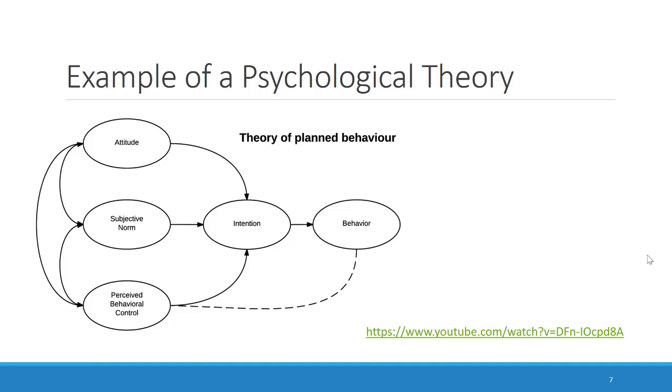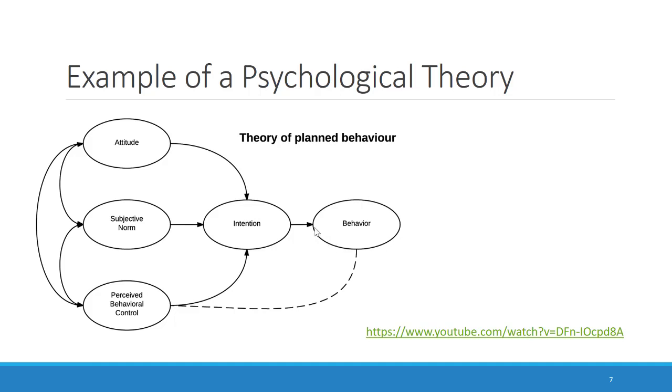The theory of planned behavior is a theory that talks about why people behave in the way that they do. Remember how behavior is a key aspect of psychological research. You can see over toward the right-hand side of the screen here, we have behavior. The circle is representing human behavior.